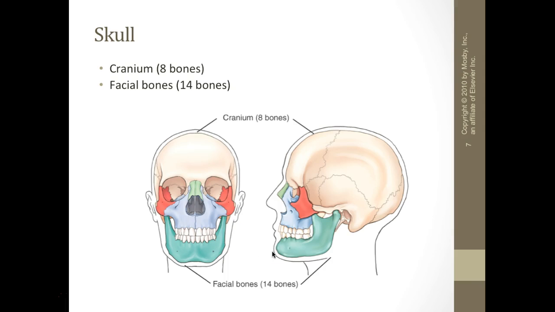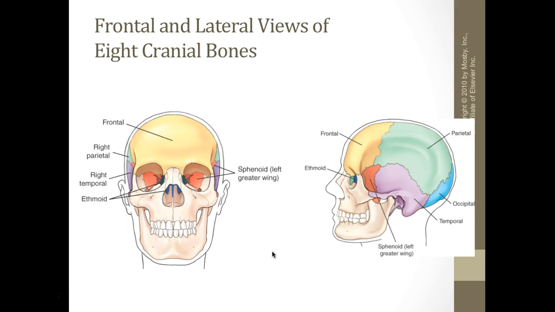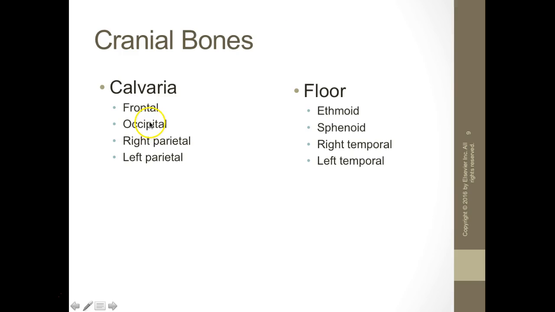Okay, so the cranium has 8 bones, facial bone has 14. We'll cover the facial bones after we do the skull. So looking here, we have ethmoid, frontal, parietal, occipital, temporal, sphenoid. So looking at an AP projection, you can see the sphenoid is red.